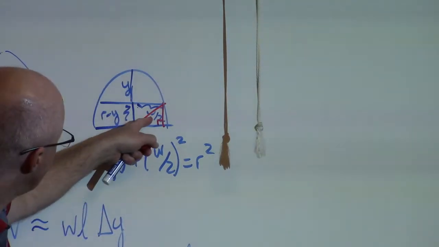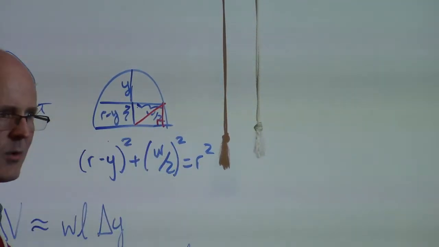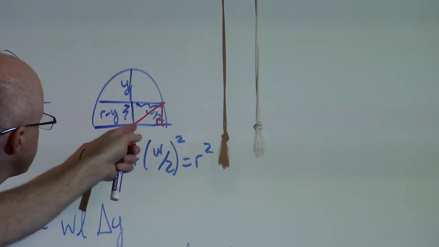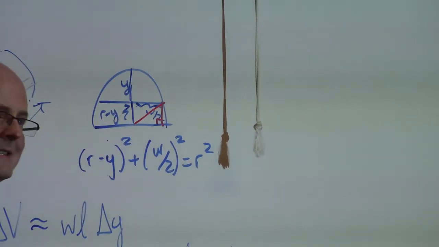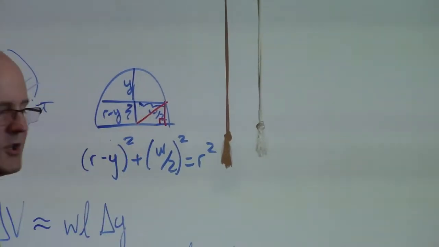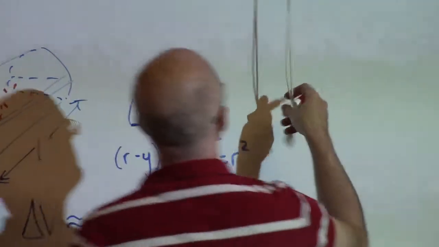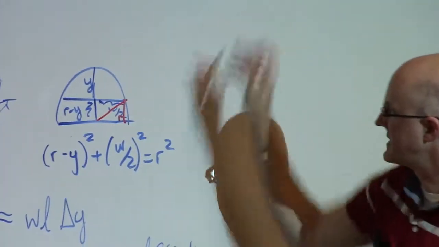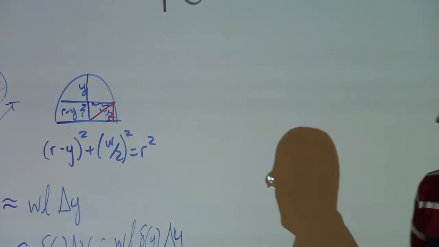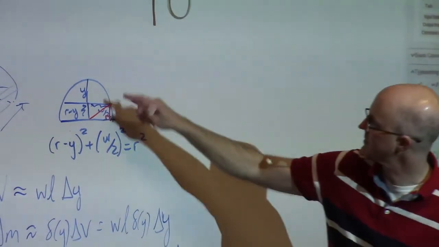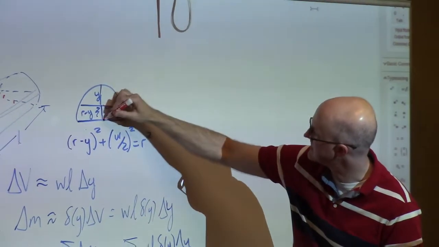The w over 2 is kind of like an x coordinate of the point. And the r minus y is kind of like a y coordinate. It's a base and a height. For that right triangle, use the Pythagorean theorem. R minus y squared plus w over 2 squared would be r squared. W over 2 is just this length right there, which is the same as this length.